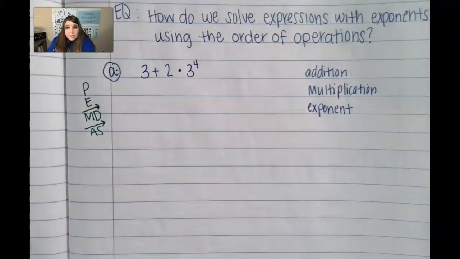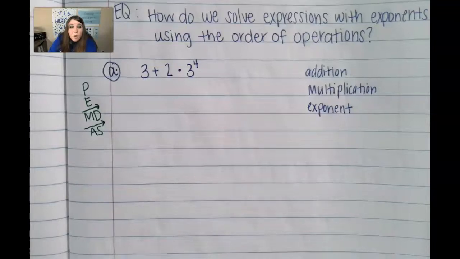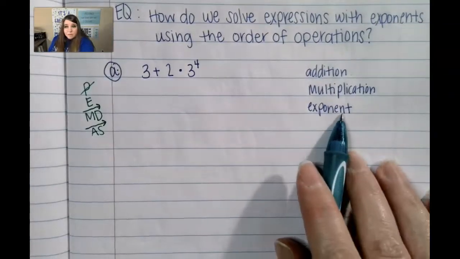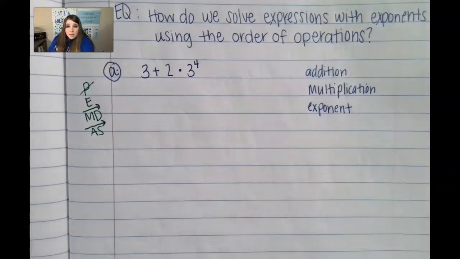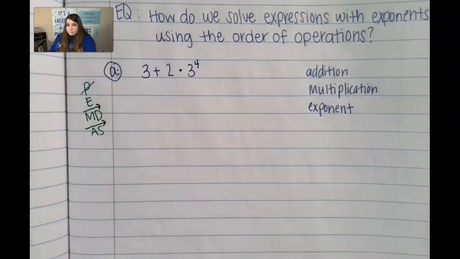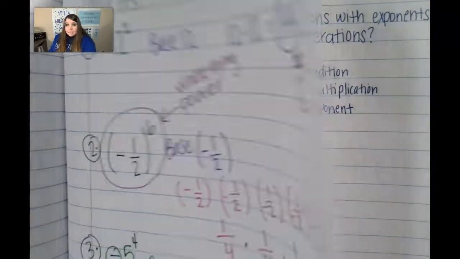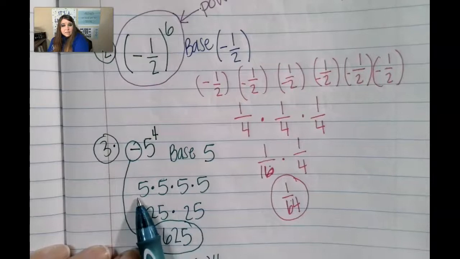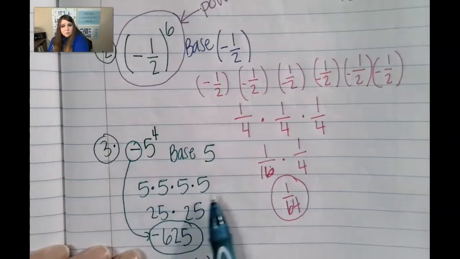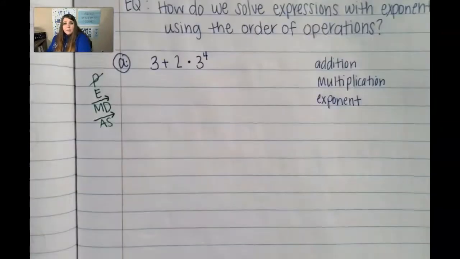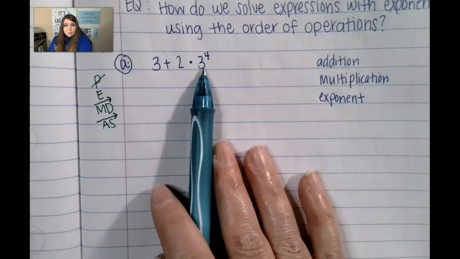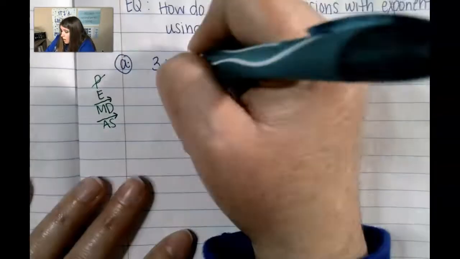So first, we're going to start by looking at this problem, and we're going to see that there are no parentheses. So I can go ahead and just check that right off. But exponents I do have, I see that I have those here on my list, so I need to solve exponents. Now remember, from our lesson yesterday, 3 to the 4th power is just like 5 to the 4th, so that means the 5 is repeated 4 times. So my factor here in this problem is that the 3 is going to repeat 4 times. It's not 3 times 4. So we have to try to remember that it's not 3 times 4.